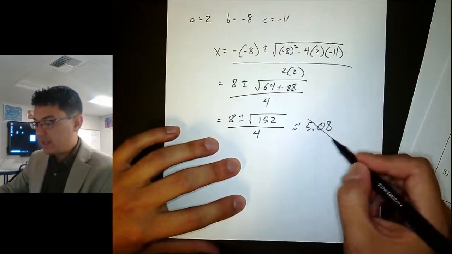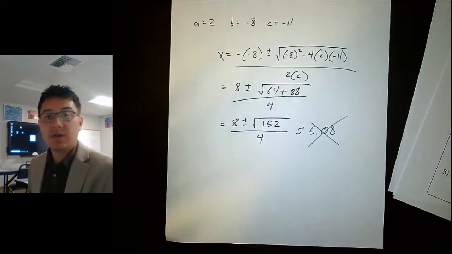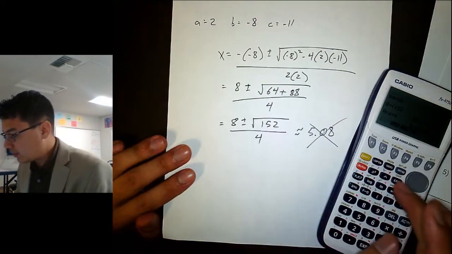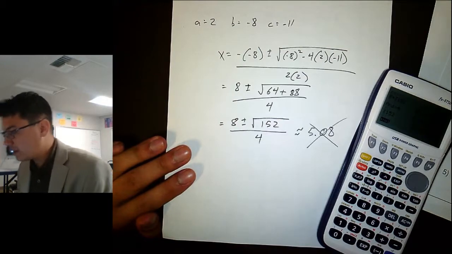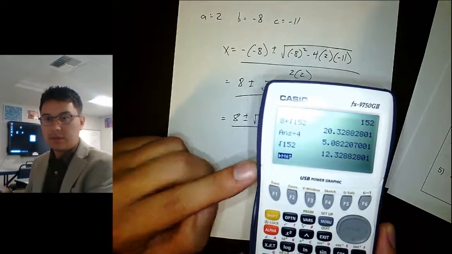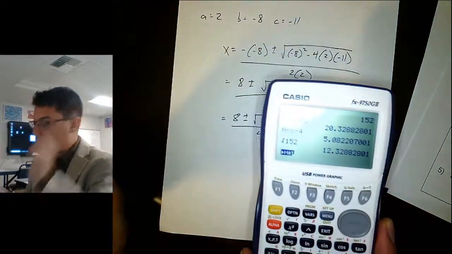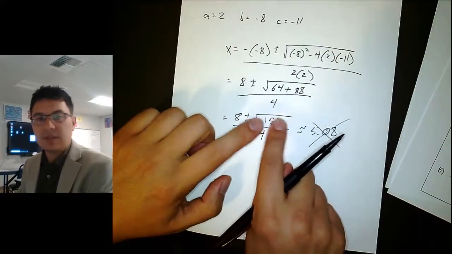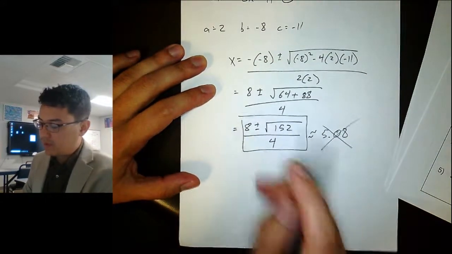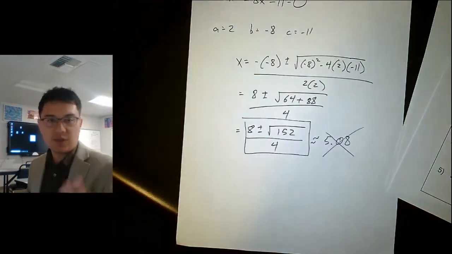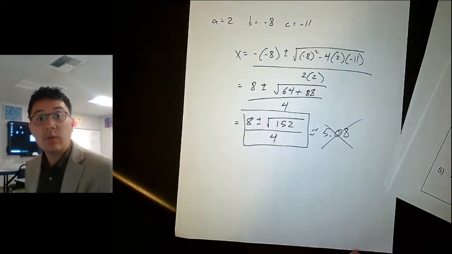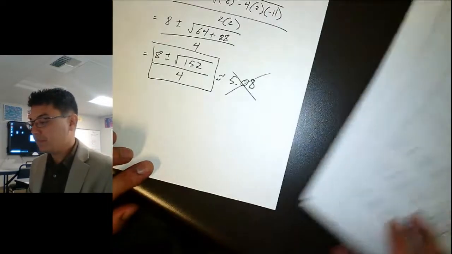This is not the answer I want you guys to give me. Here's what I want you guys to do. If you ever end up in a situation where you have a square root that you can't work out, like the square root of 152 is nothing pretty, it comes out to 12 and a whole bunch of nasty decimals, whenever you end up with something like this, just leave it as the square root. So this is the answer I ultimately want you to give me. I want you to give me 8 plus or minus the square root of something, all divided by 4. And just leave it like that. That will be your answer that you guys submit to me.